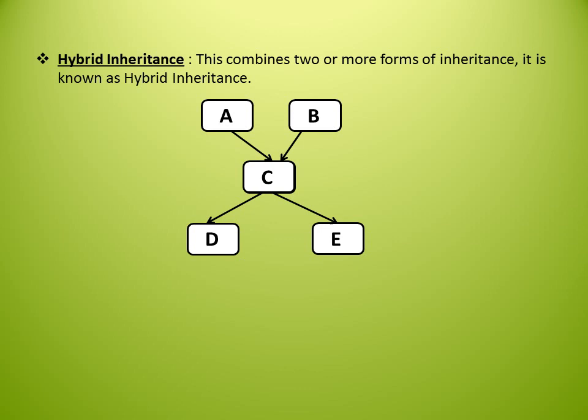The next form of inheritance is hybrid inheritance. This hybrid inheritance combines two or more forms of inheritance. You can see in this diagram, C is the derived class of A and B. This implements multiple inheritance. And if you see the lower part of the diagram, D and E are getting derived from C, which is hierarchical inheritance. And if you see the left part of the diagram, A, C and D, it is multi-level. In the same way, the right side of the diagram, B, C and E, again multi-level. So, we call this type hybrid inheritance.